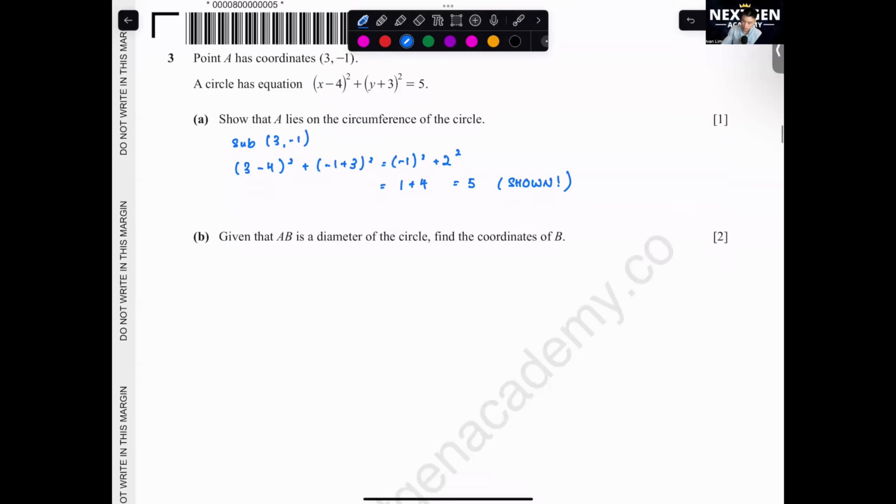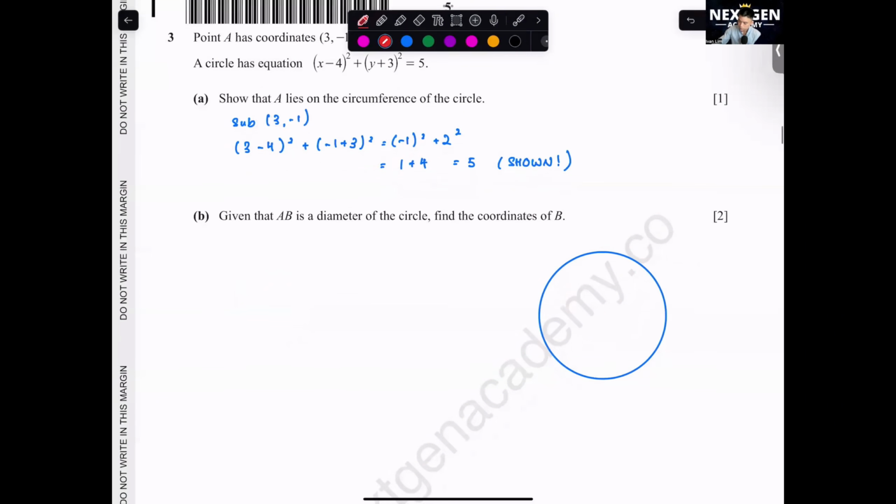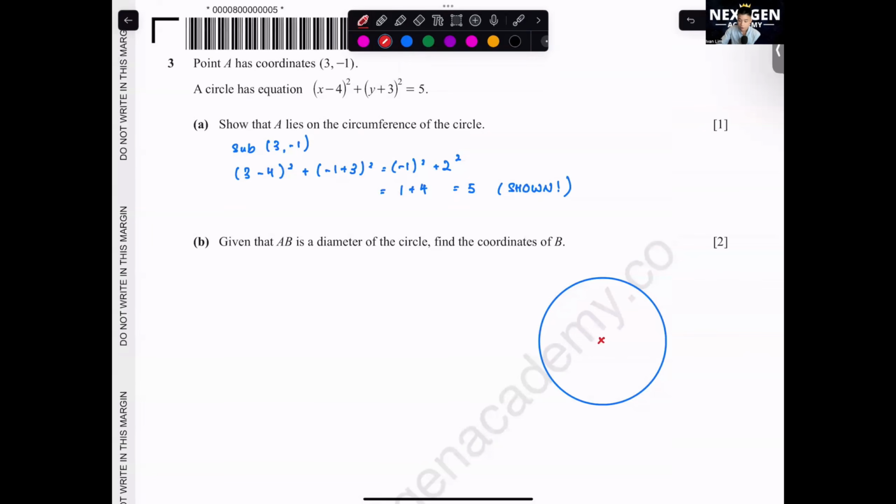Roughly sketch. So we've got a circle, and we've got the center. What's the center? (4, -3). Let's call this center O. Then we have a point A. Relative to here, A is (3, -1), so -1 is higher, right? Just try your best to draw. Then they say AB is a diameter. So B is probably somewhere around here. Let's call this (xB, yB).